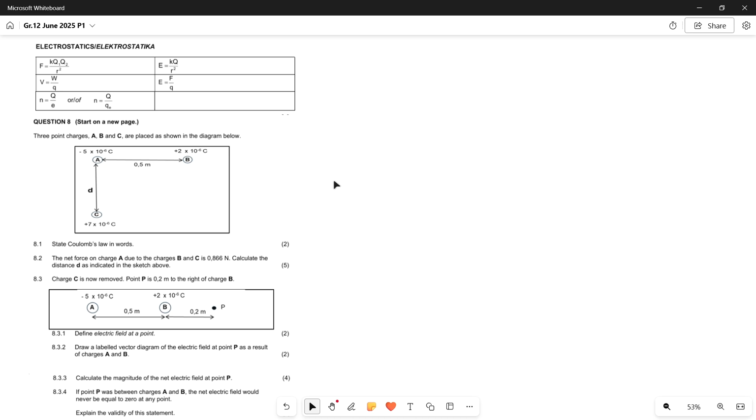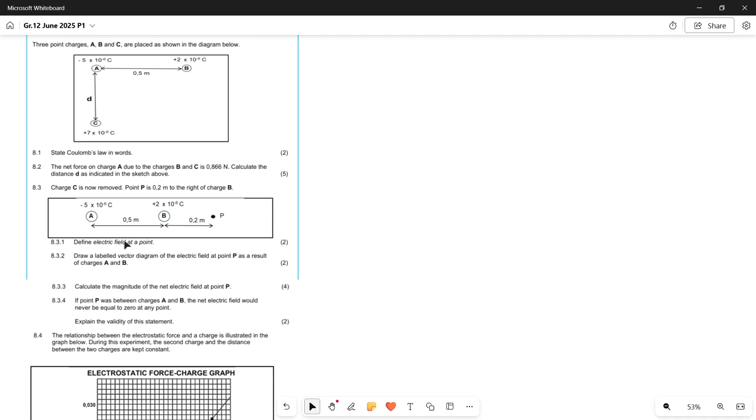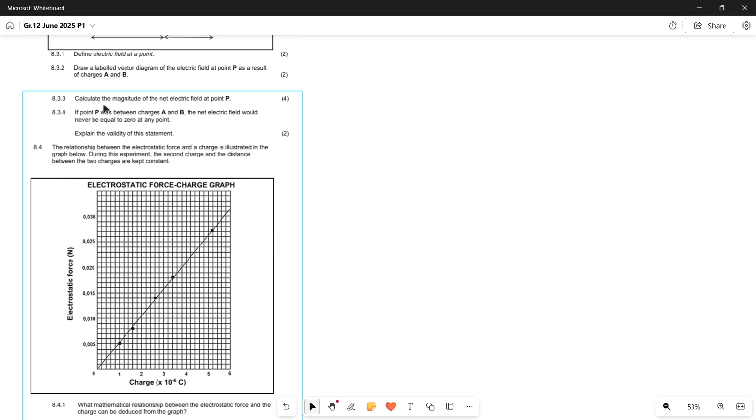Hey grade 12s, so if electrostatics is a bit confusing or if it's been a while since we've last done it, we're about to work through question 8 of the June 2025 physics paper, so we can break down the structure of the paper, revise Coulomb's law, as well as electric field at a point and the relationship between the electrostatic force and the charge.